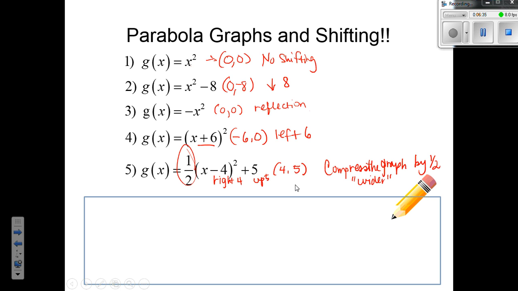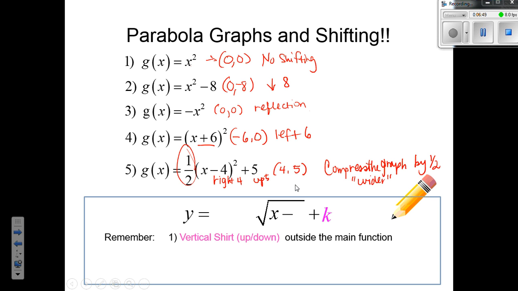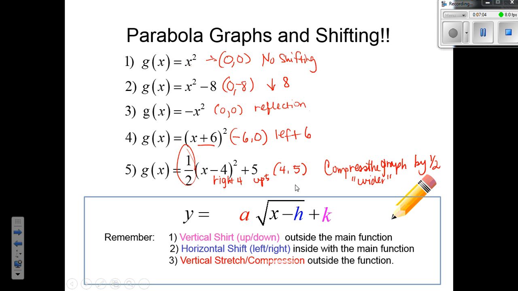Okay, the same sort of thing happens today with square roots. If I'm given the general graph y equals, okay, the square root, and I change the parent, and I add a k to the end, that means the graph is going to have a vertical shift up or down. The h is going to cause the graph to move left or right. The a out in front will make the graph either stretch or compress.